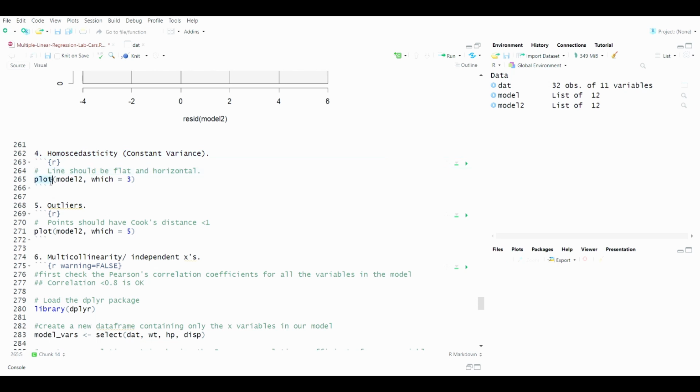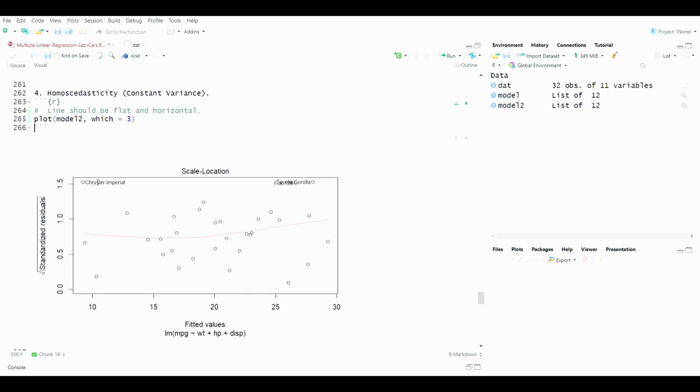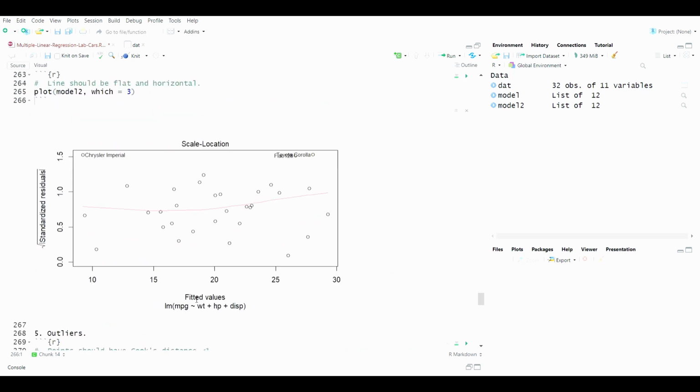So if we plot Model 2 and we say which equals 3, this gives us just the third plot. We've seen this plot before. What we have here is the fitted values for the entire model with all the variables versus the standardized residuals. And again, we're looking for a line that's flat and horizontal.